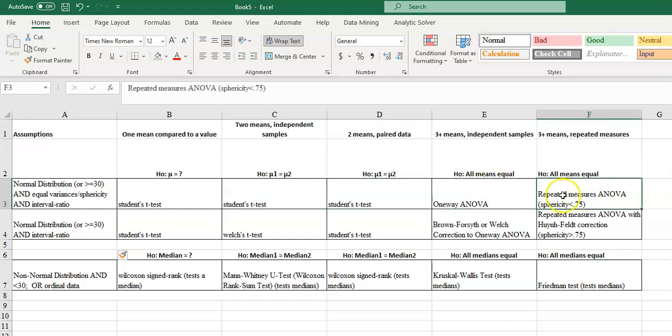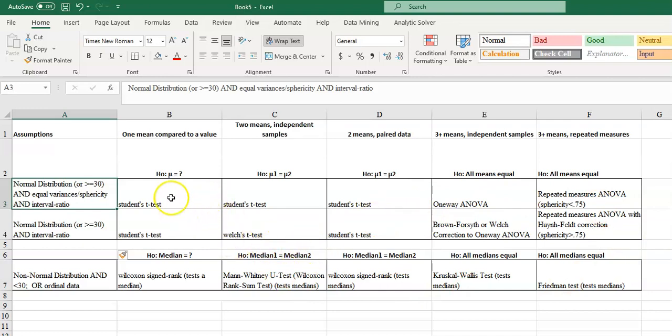And if I'm in this last case over here, 3 means or more, then we're going to look at something more complicated called sphericity instead of looking at the equal variances. If equal variances are not met, we go down to this row right here. Okay, so amongst all these factors, the things that are true determine which of these various tests we do.